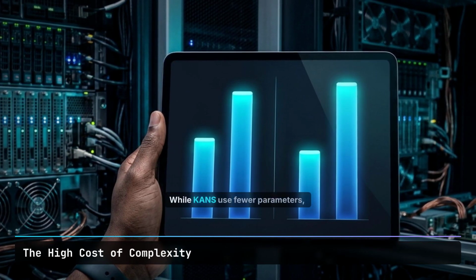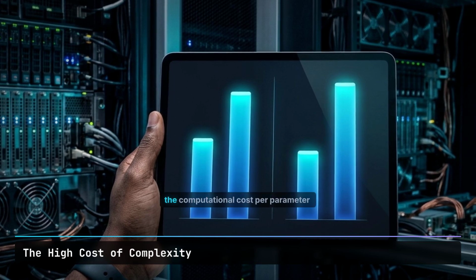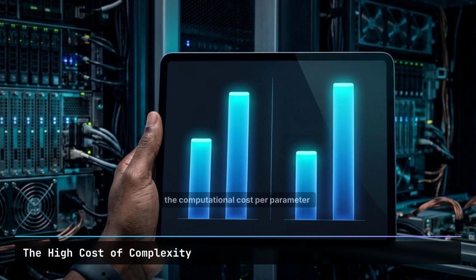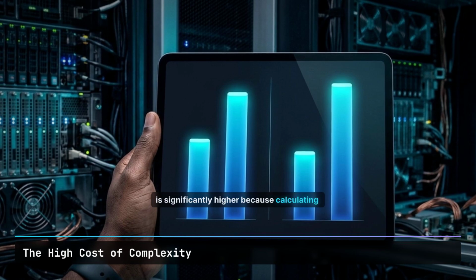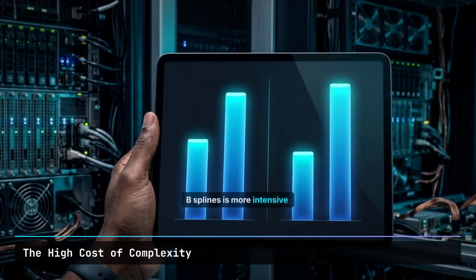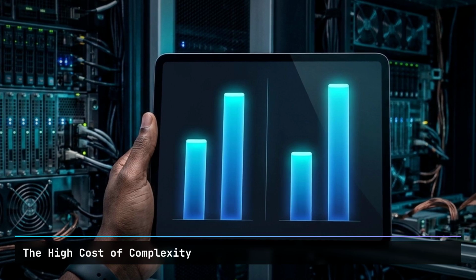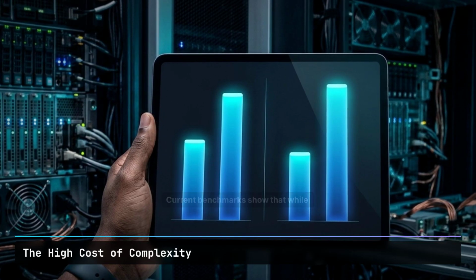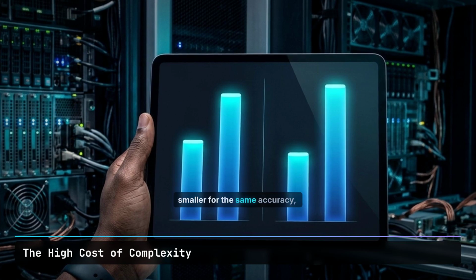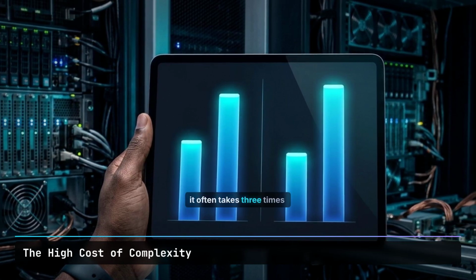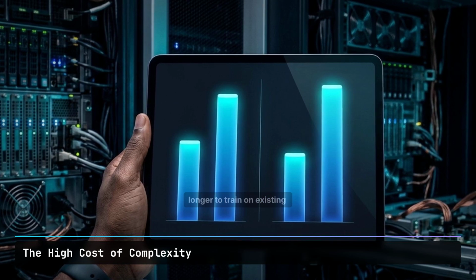While KANs use fewer parameters, the computational cost per parameter is significantly higher because calculating B-splines is more intensive than simple matrix multiplication. Current benchmarks show that while a KAN is 10 times smaller for the same accuracy, it often takes 3 times longer to train on existing hardware.